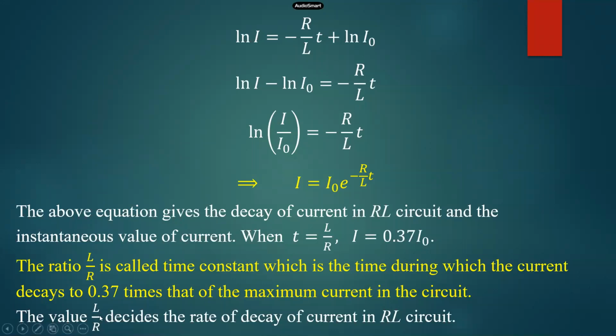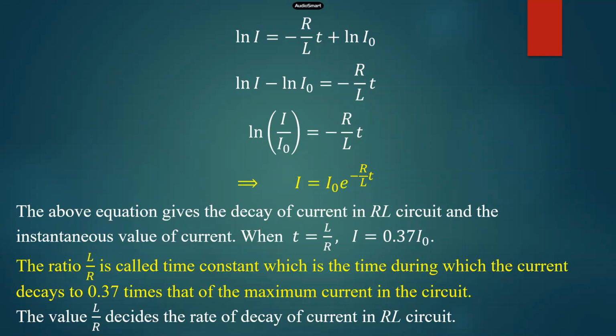The value of L by R decides the rate of decay of current in the RL circuit. So if the L by R ratio is larger, then it takes more time to observe the decay of current. Okay, because in that particular time, current falls to 37% of the maximum current, at t equal to L by R. That's why the values of L and R decide how fast the decay of current takes place.